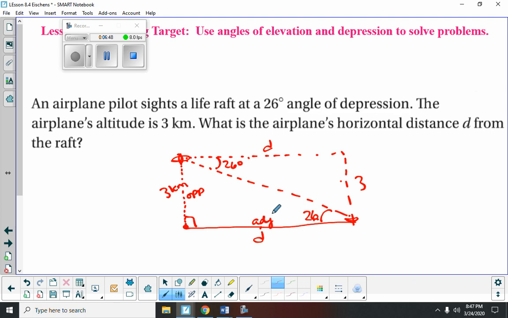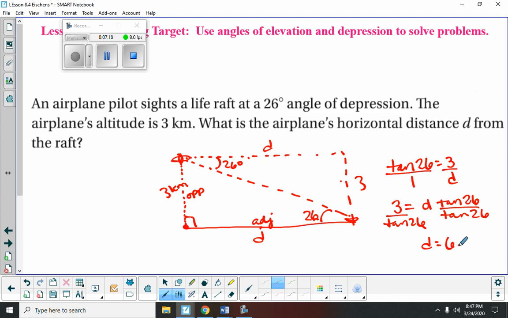You're not always going to use trig on these, but in these particular examples you do. So we write tangent of 26 equals 3 over D, and we cross multiply. 3 equals D times the tangent of 26. So to get D by itself, divide by tangent 26. So 3 divided by tangent 26, and you get about 6.2. And it would be 6.2 kilometers.